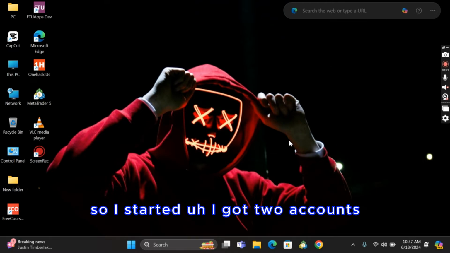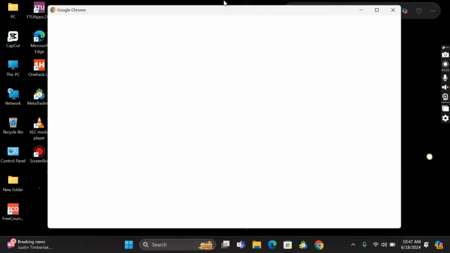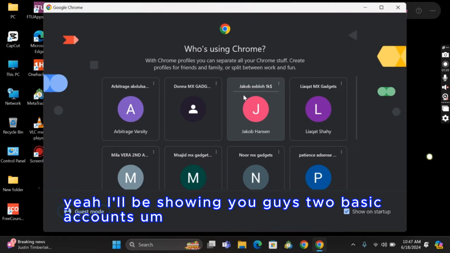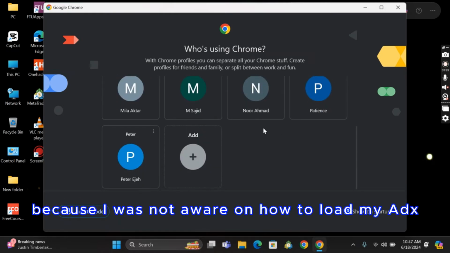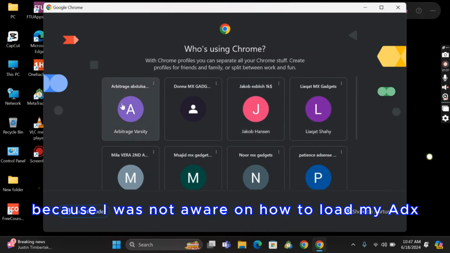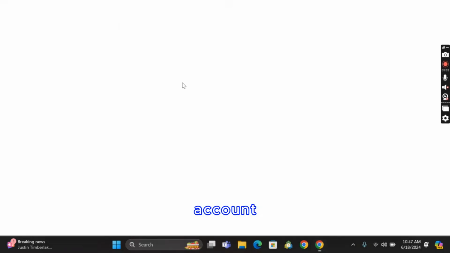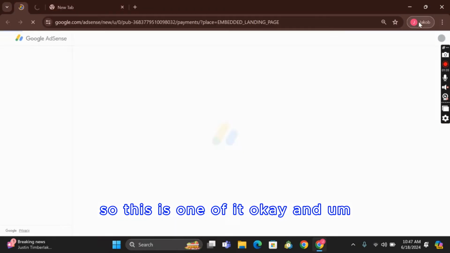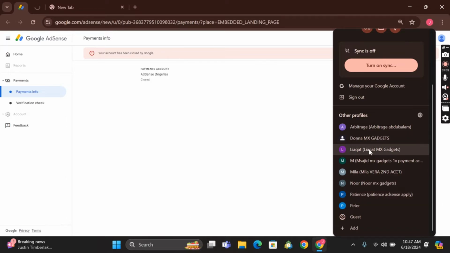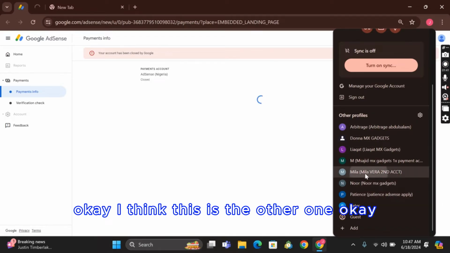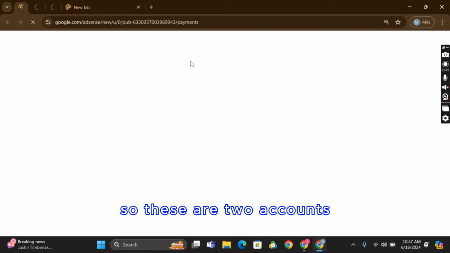So I got 2 accounts. I'll be showing you guys 2 basic accounts that I got disabled because I was not aware of how to load my Adx account. So this is one of them. Okay, I think there's the other one. So these are the 2 accounts.